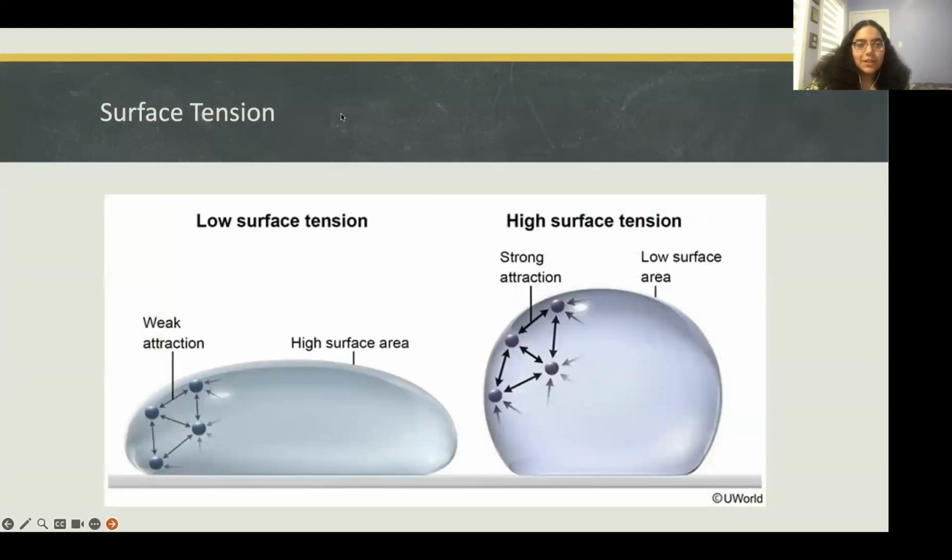Another thing related to fluids is surface tension. So with low surface tension, you'll usually have a higher surface area and weak attraction. With higher surface tension, there's strong attraction between the molecules, and you'll have a lower surface area. Water is usually one of the fluids they say has a higher surface tension. And that's why you can form droplets of water.